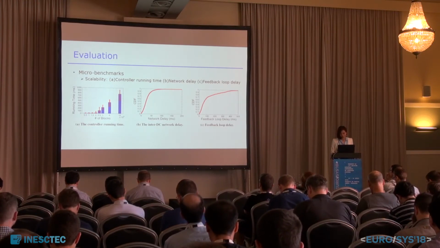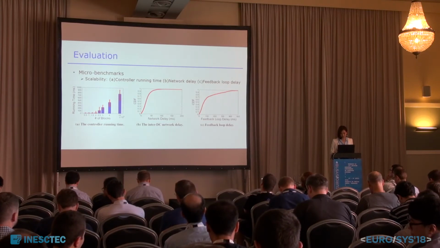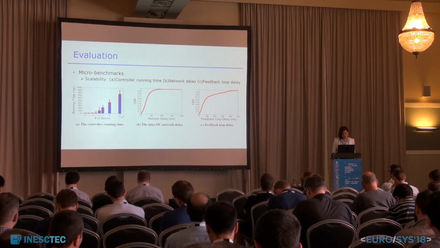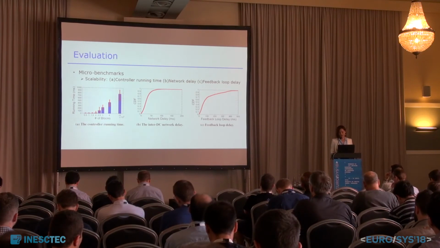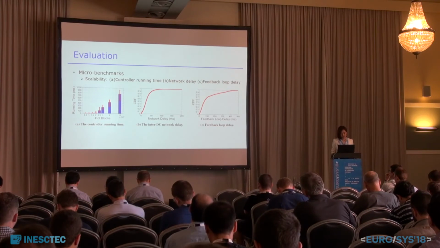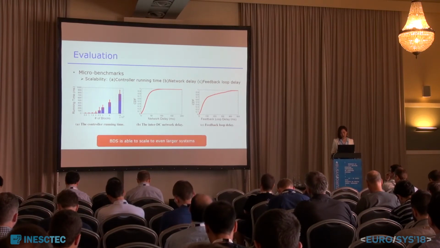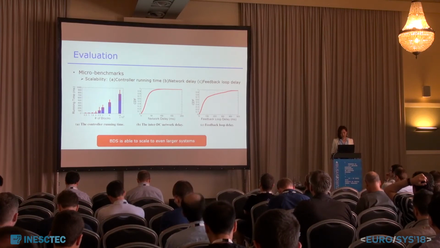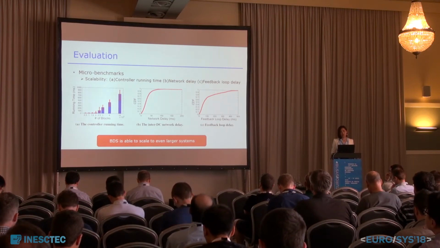And we also measure the delay of the whole process, like the figure on the right. In most cases, over 80%, the feedback loop delay is lower than 200 microseconds. To sum up, we can claim that BDS demonstrates a short enough latency and is able to scale to even larger systems.